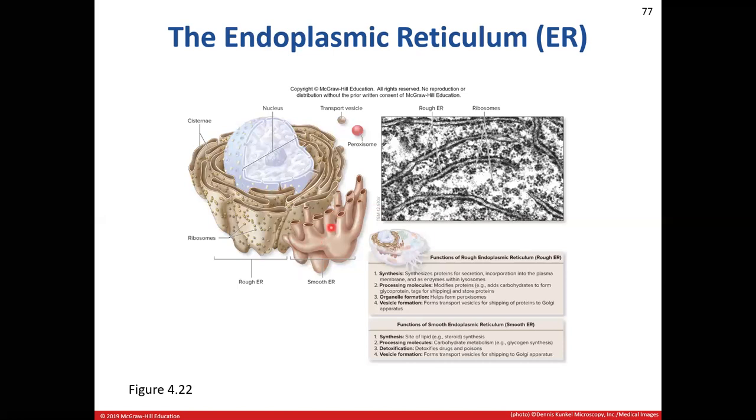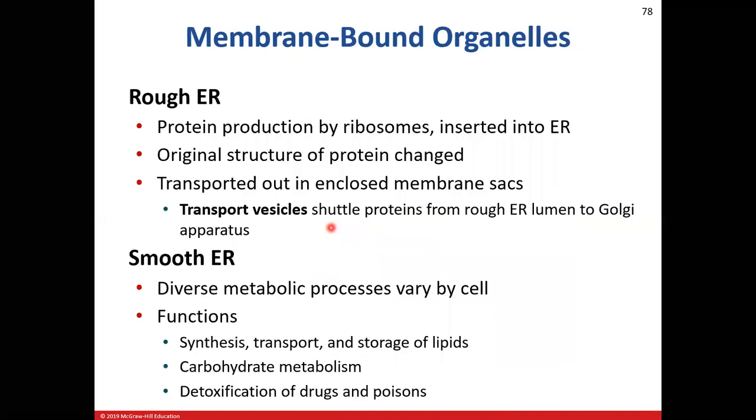One of the major functions that we're going to see with the endoplasmic reticulum is that it is involved with protein synthesis. We'll see that a little bit more in detail when we get to that point of this chapter. So our rough ER is involved in the protein production by the ribosomes. The proteins that are created by ribosomes are actually inserted into the ER. At this point, the original structure of the protein is going to be changed, and it's going to be transported out in enclosed membranous sacs. These membranous sacs typically are what we call transport vesicles, and they're going to shuttle proteins from the rough ER lumen to our Golgi apparatus, which is going to be one of our next organelles that we discuss.